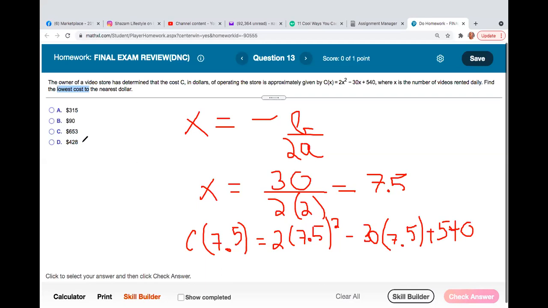Okay, so this one, guys, comes out to 427.50, which rounds out to 428.